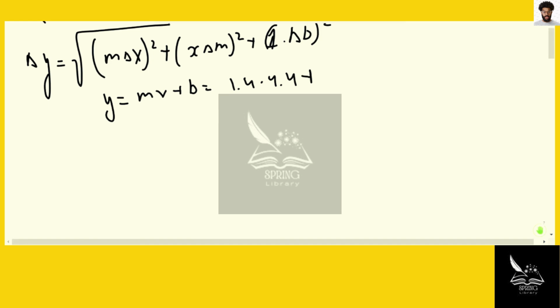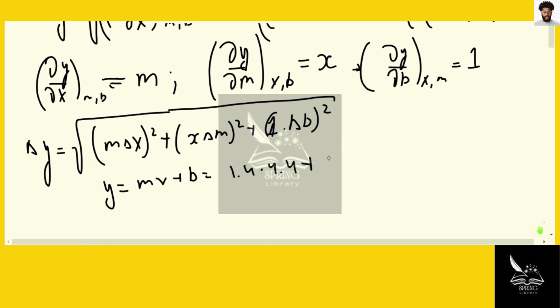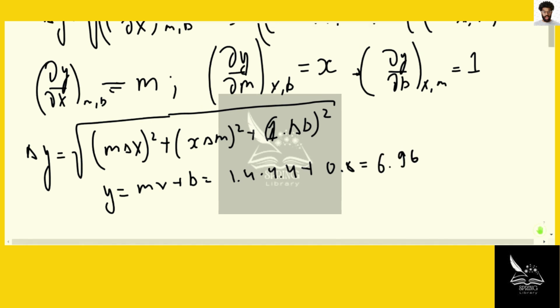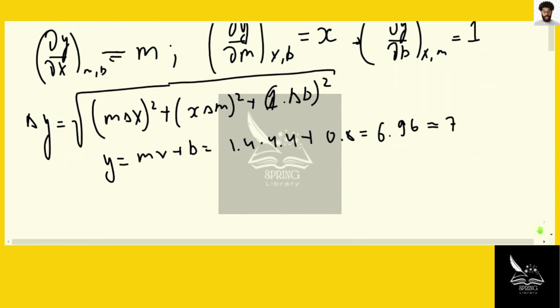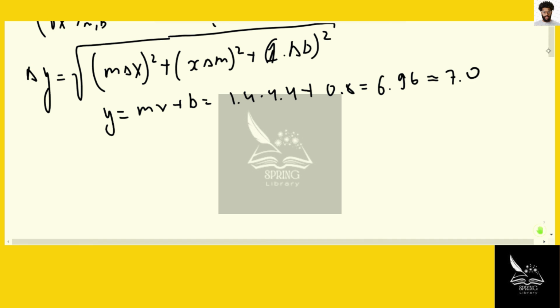plus 0.8. So let's use a calculator to get this number. It equals 6.96, or if we take into account two decimals like in x and m, it equals 7.0. So now let's calculate delta y and decide how many decimals we'll need.